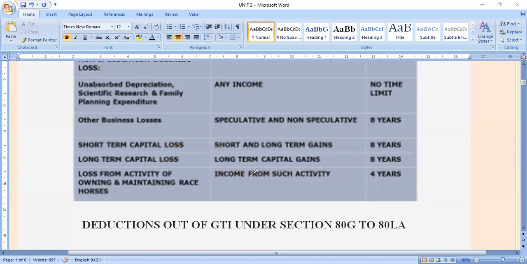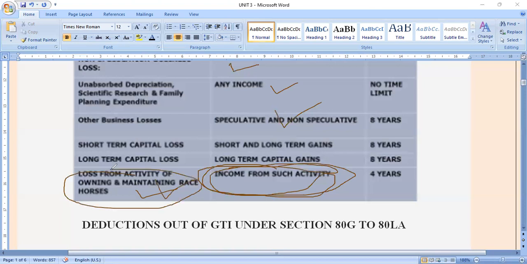Okay, next one, last one. Loss from the activity of owning and maintaining race horses. Sometimes companies tend to maintain race horses in order to win in racing. If any loss is there, only income from such activity you should consider for deducting. This loss you cannot write off from business income, or from capital gains, or from income from house property. Race horses or any other such losses you have to write off only from these kinds of activities, and that too you can carry forward the losses up to 4 years. More than 4 years you cannot continue those losses in your books.